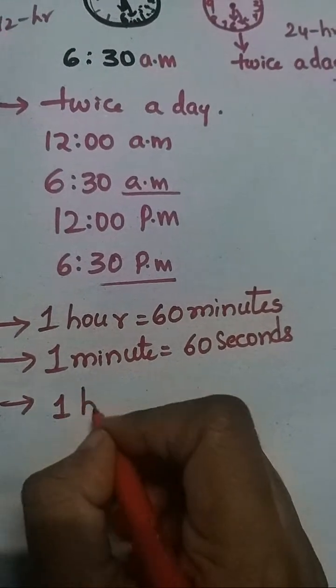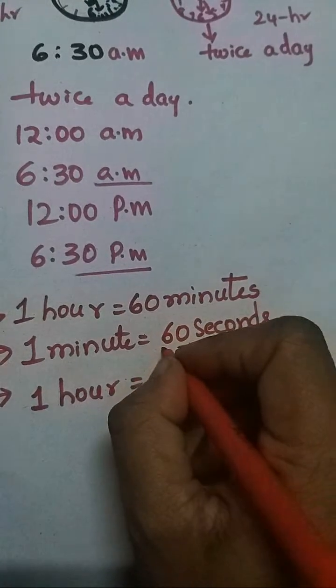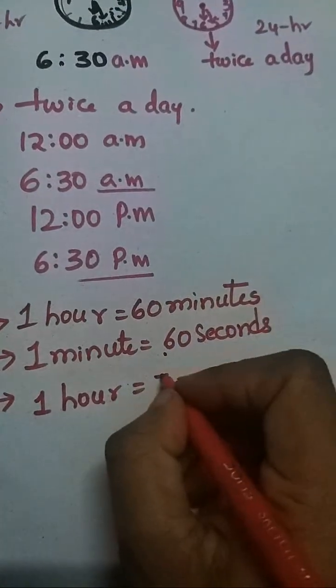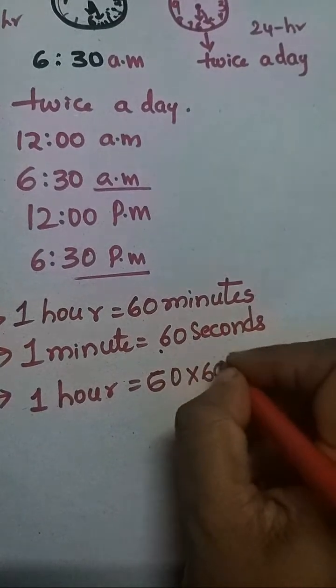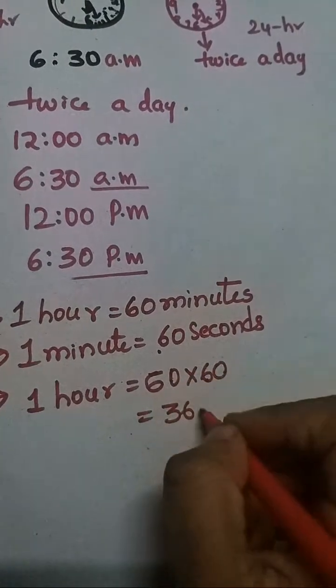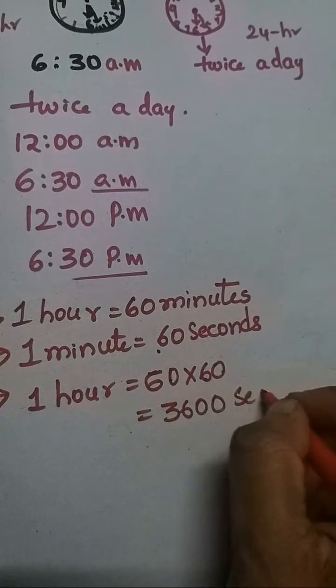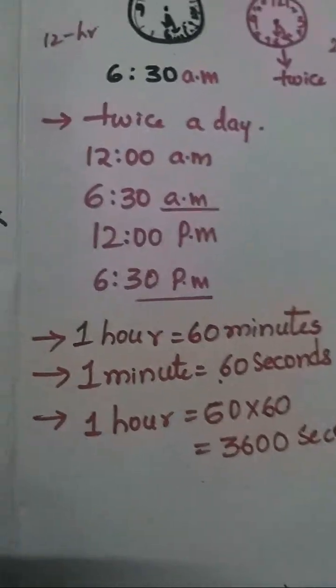Okay, 1 hour is equal to how many seconds, children? 60 into 60. How many? 6 sixes are 36. 2 zeros we have to add. 3,600 seconds we will get.